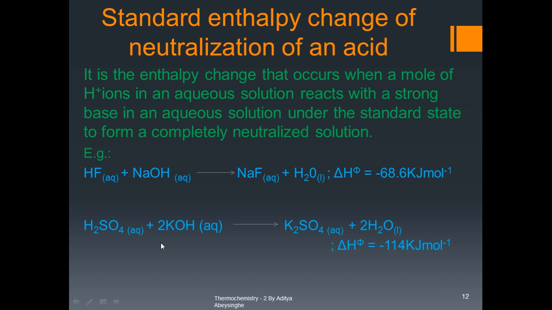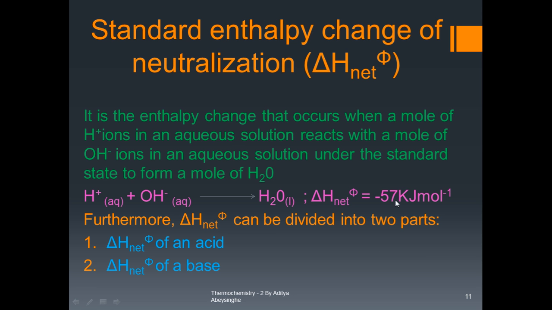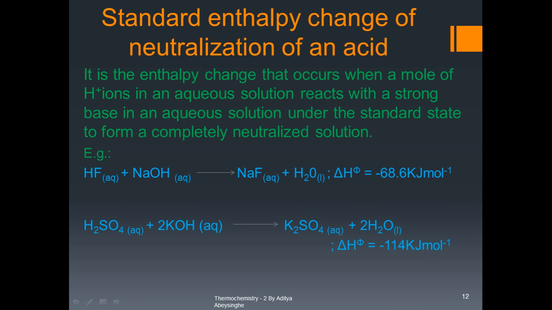But in the case of H2SO4 and KOH, what generally happens is that you know that H2SO4 is a strong acid as well as KOH is a strong base. So they both form K2SO4 and 2 molecules of water. So that's actually twice the value of the general expected value of a reaction involving acids and bases. Now it's actually minus 57 times 2, that forms minus 114 here.